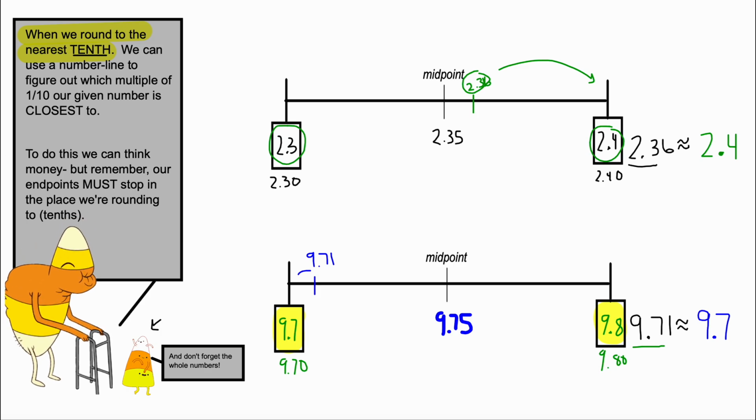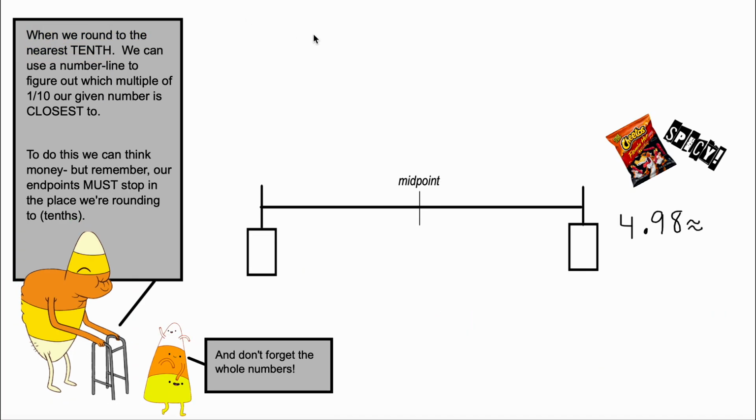One more, a spicy meatball. Cool, so we got a Flamin' Hot Cheetos spicy problem. 4 and 98/100, aka $4.98, rounded to the nearest tenth. Okay, so we're not going to forget our whole numbers, little candy corn person. We hear you. We're going to start in our biggest place value, and we're going to underline up until the tenths place. This is the smallest multiple of 1/10 I can round to, so it's going to become my start point right here. 4 and 9/10.